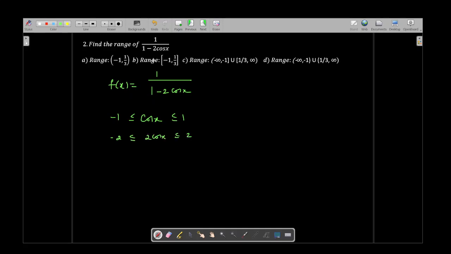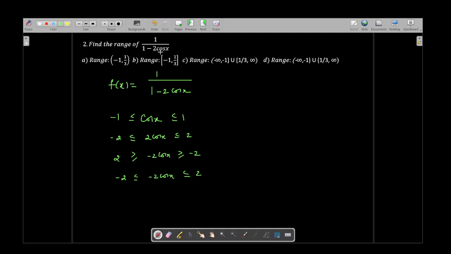Next I need minus 2 cos x, so I'll multiply by minus 1. So if I multiply by minus 1, the sign of these values changes. So this becomes 2, this becomes minus 2 cos x, and this becomes minus 2, and the inequality sign also changes like this. Now I can flip this value here and this value here. So this becomes minus 2 less than or equal to minus 2 cos x less than or equal to 2.